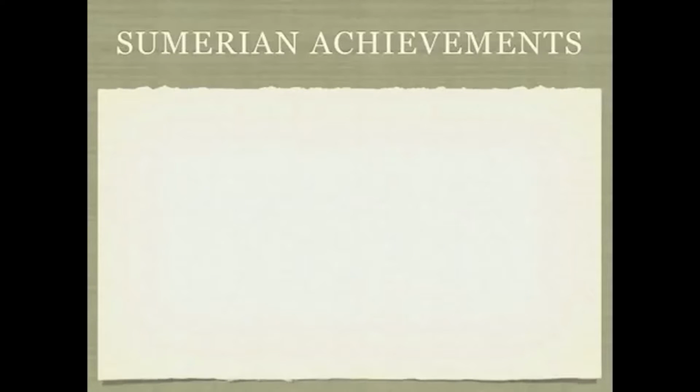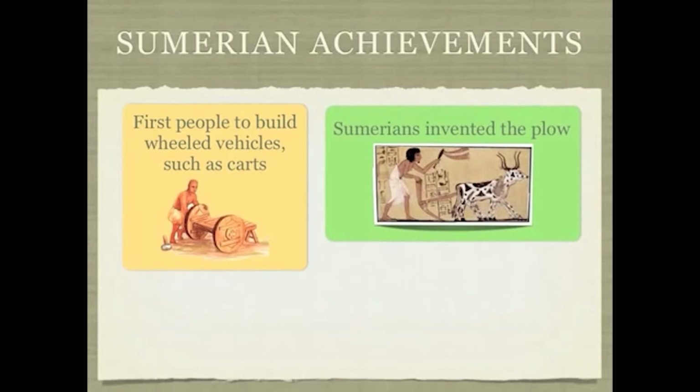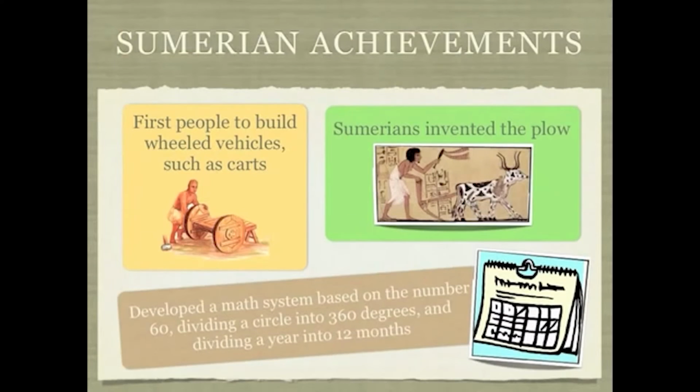Sumerian achievements. Sumerians had many accomplishments that continue to impact our lives today. They were the first people to build wheeled vehicles such as carts. Sumerians invented the plow, which greatly increased agricultural production. And they developed a math system based on the number 60, dividing a circle into 360 degrees and a year into 12 months, measurements that we still use today.